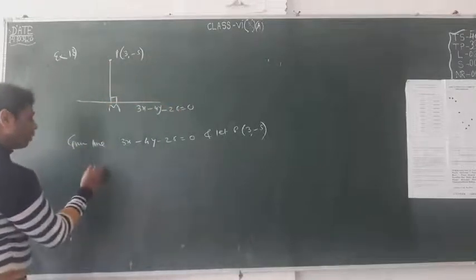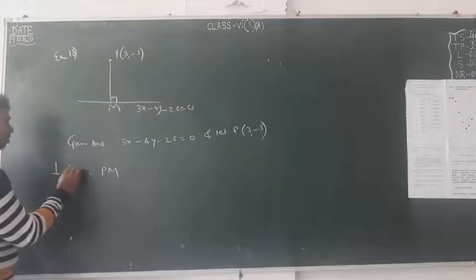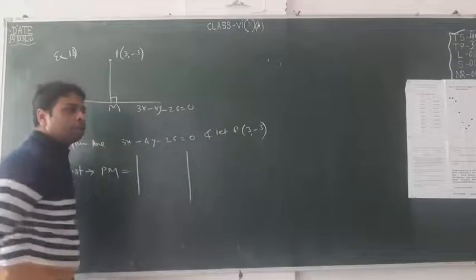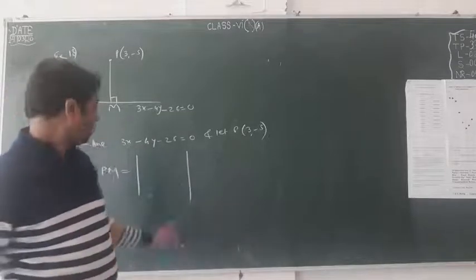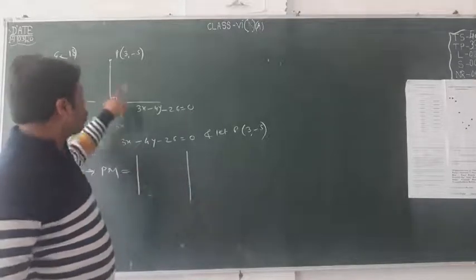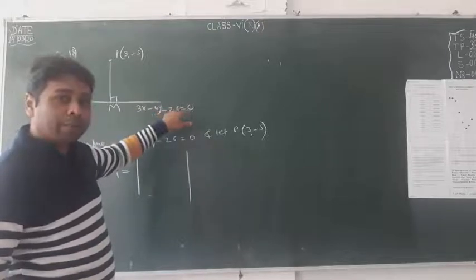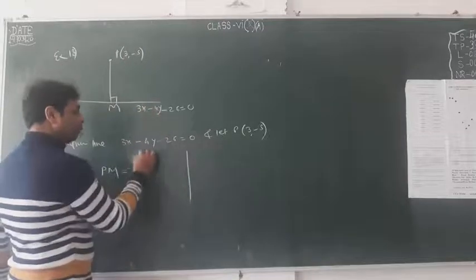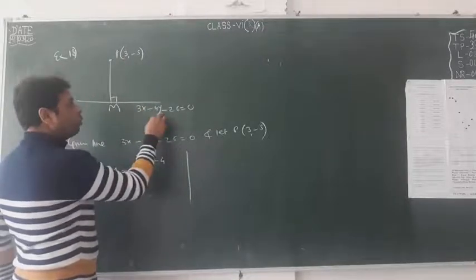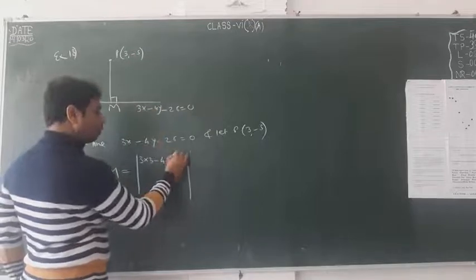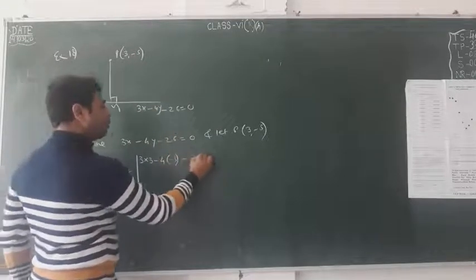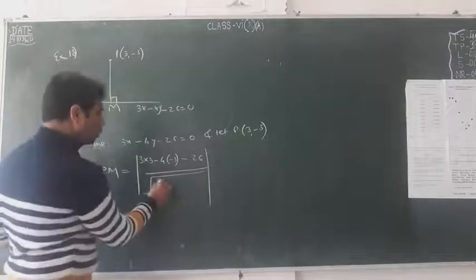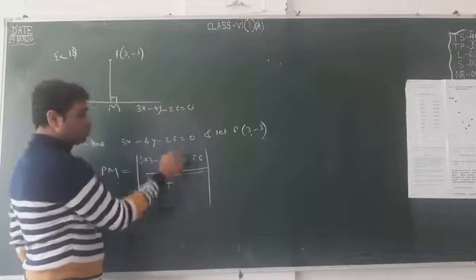So I taught you the trick. Perpendicular distance is equal to, in mod, what you will write? I taught you 3x minus 4y minus 26. How we can write? 3 into, instead of x you will write 3, 3 into 3. 4 into, instead of y you write minus 1, minus 26, upon square root of the coefficient of x squared plus coefficient of y, minus 4, squared.